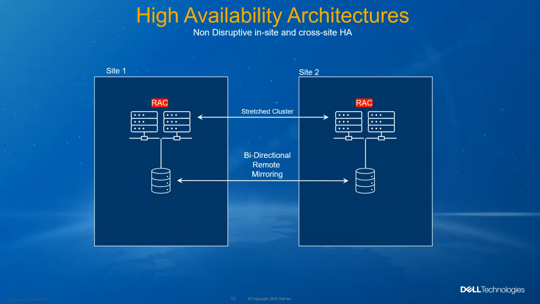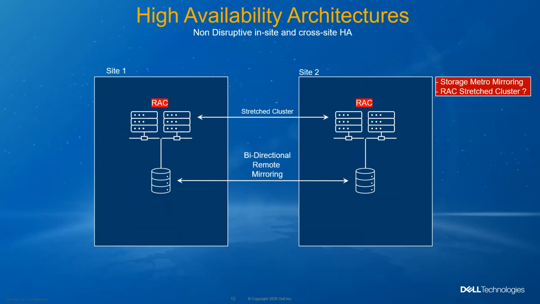And then finally, the last architecture for delivering high availability, and that's the non-disruptive in-site and cross-site HA. And this is really the holy grail. This provides for many different types of failures. You can have server failure at either site, you can have storage failure at either site, you can have entire site failure and still provide a service to your users.